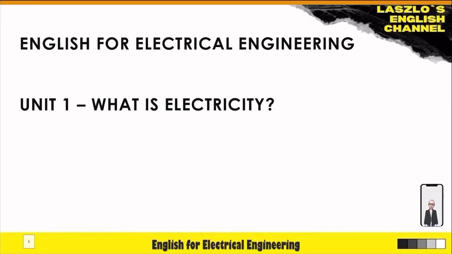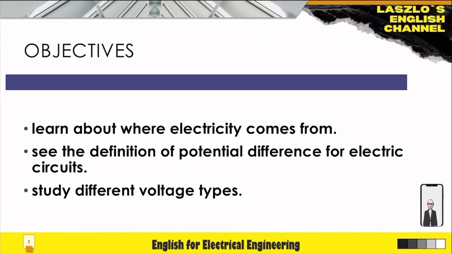Welcome back, everyone. English for electrical engineering is our topic. What is electricity? Our objectives are to learn about where electricity comes from. We are going to look at the definition of potential difference for electric circuits, and we are going to study different voltage types as well.